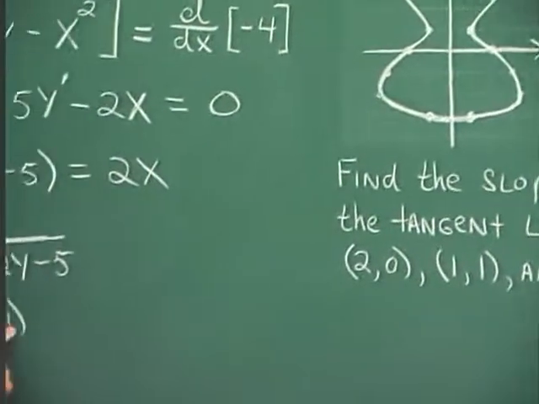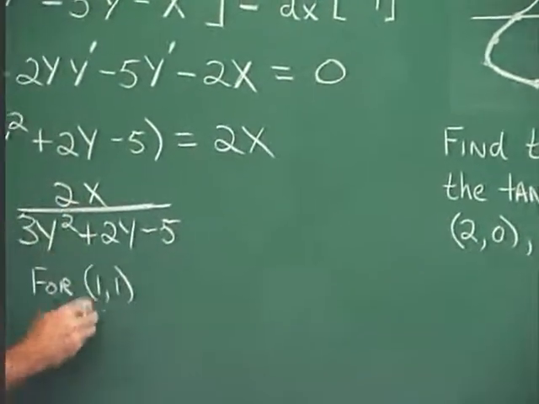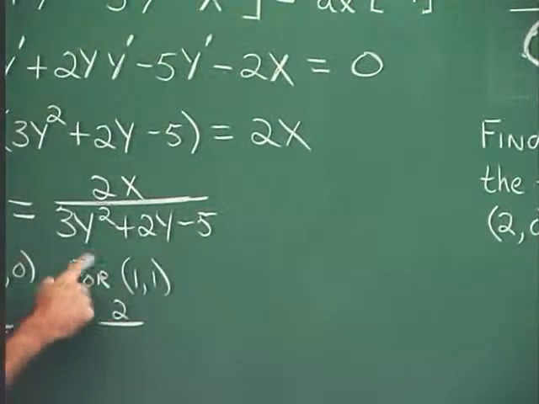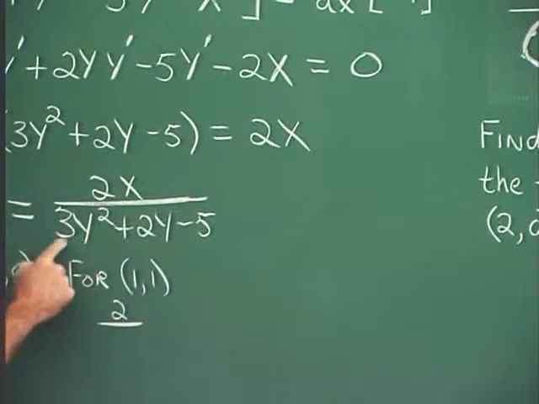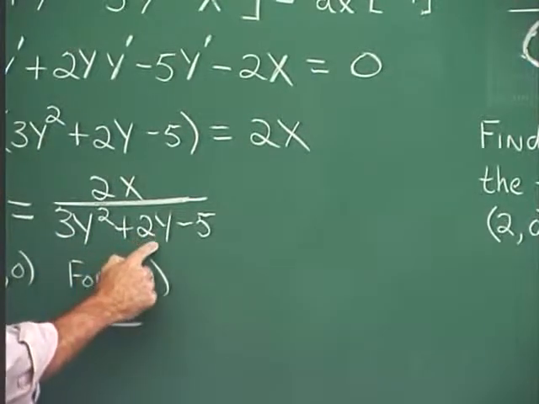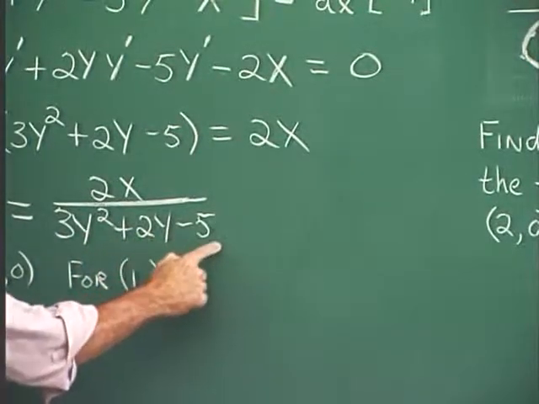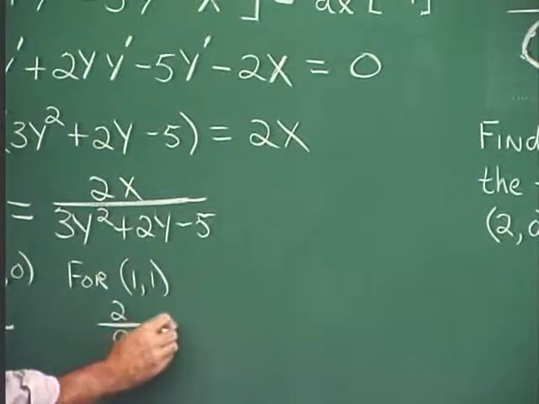Let's see, for the point 1, 1, if x is 1, we have 2 times 1, 2 for the numerator. In the denominator, we have 3 times 1 squared, which is 1, so 3 times 1, 3. And then plus 2, that's 5. 5 minus 5, oh, that's 0. 2 over 0, that is undefined.